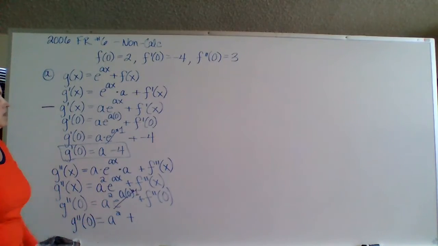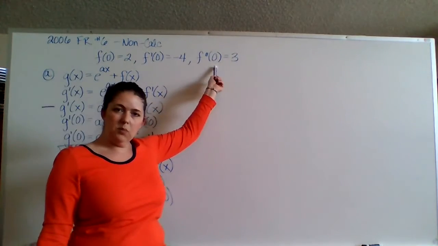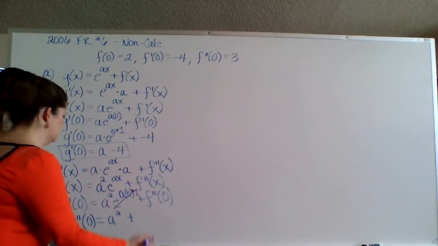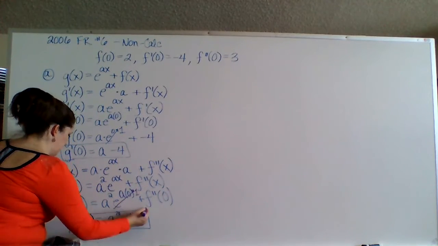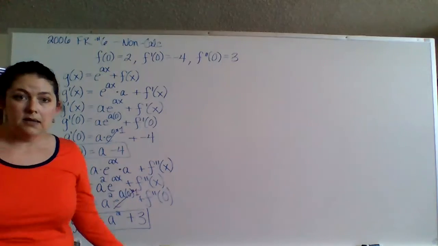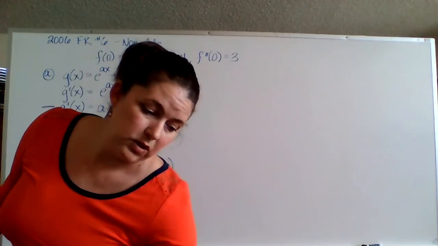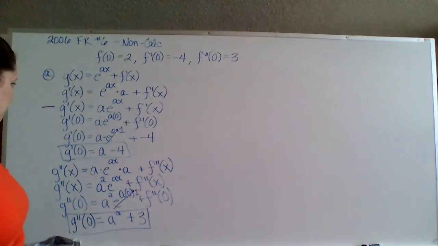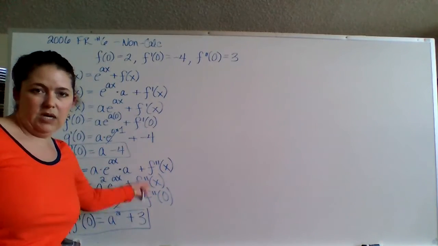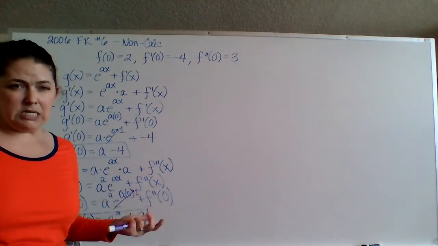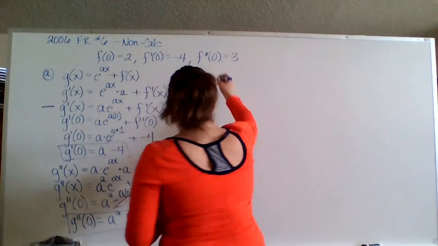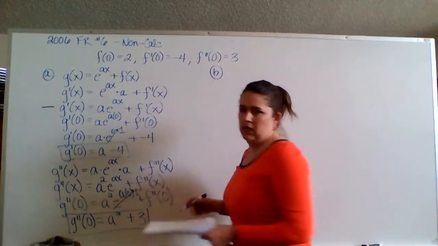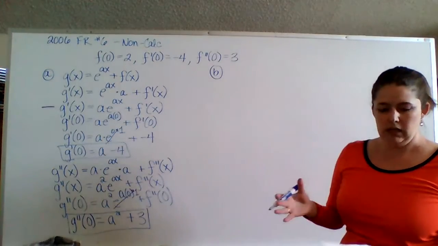Plus f double prime of 0 was one of the things they gave us at the very beginning of the problem. F double prime of 0 was the output of 3. And we have our expression in terms of a. Remember that it said it was going to be an expression for g double prime of 0 and g prime of 0 in terms of a. And both of them have an a in them. So very algebra-y. I would be thrilled to get this problem on my AP exam because it's just so algebra and not context and not words and not big theory.